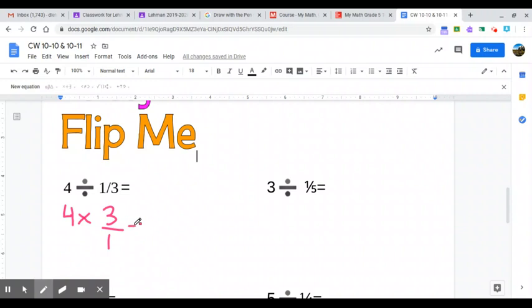All right, and we're looking for what this equals. So we know that any whole number really has an invisible 1 underneath it. So I can now do 4 times 3 is 12.